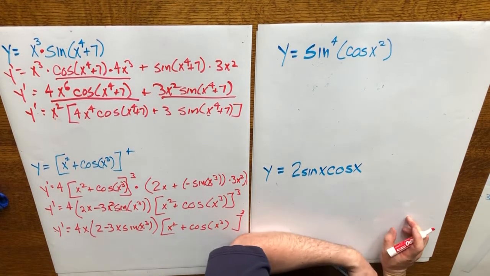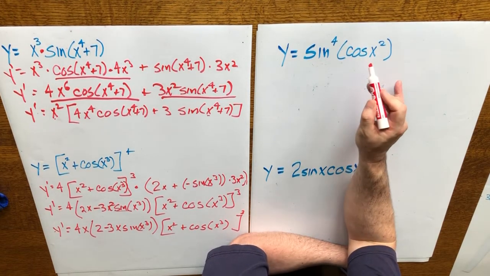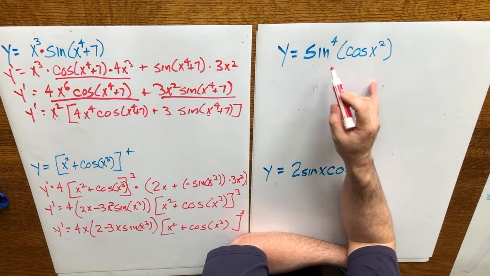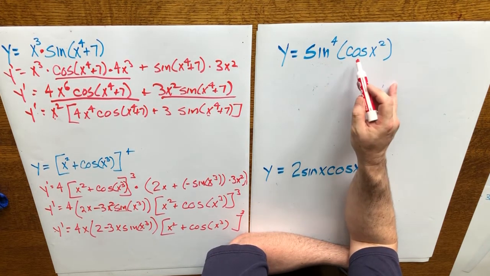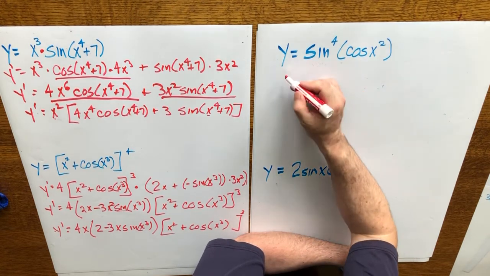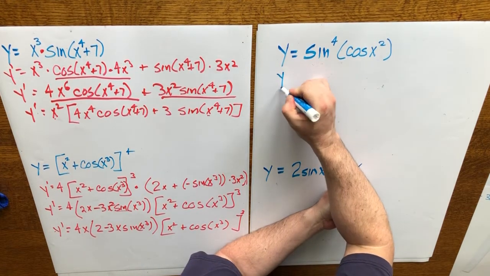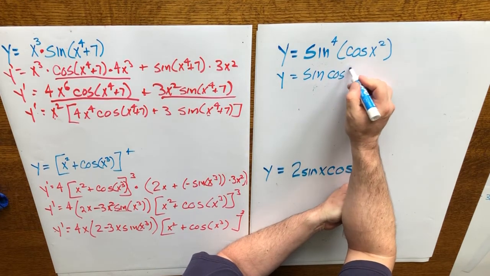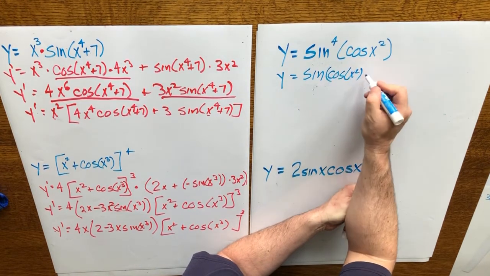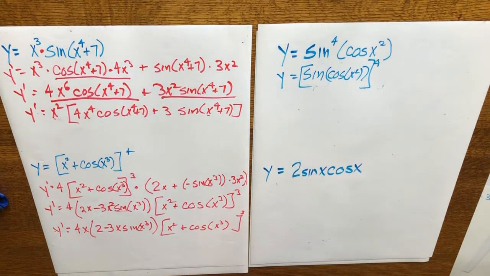Here is one that's quite interesting. It has the argument of sine being cosine, and the argument of cosine being x squared. So this is the sine of, not sine times, but the sine of the cos of x squared. So let's work through this one. I've got that same starting point with exponent 4, so y equals sine of cos of x squared, and that exponent goes out here.